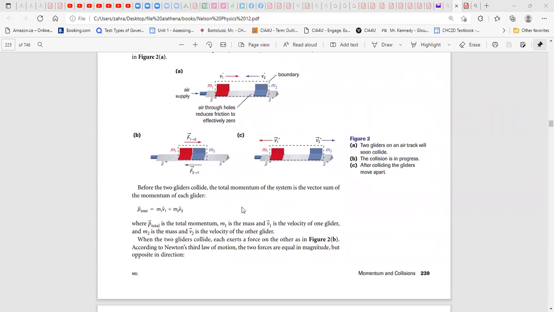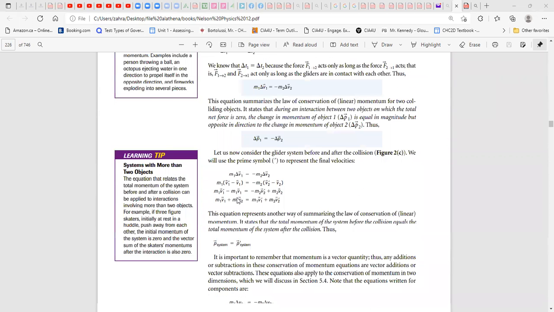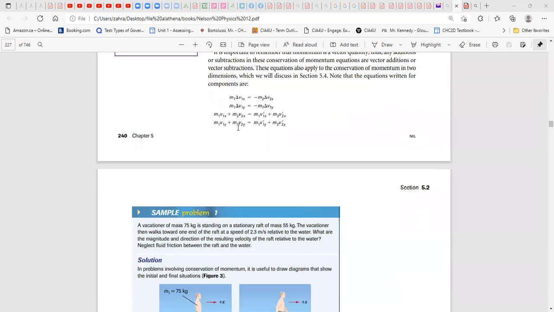And you equate it to the momentum after they interact. So this picture shows after colliding, they are just moving away from each other with different velocities. So this is what we have: m1v1 plus m2v2 is equal to m1v1 prime plus m2v2 prime, where v prime is the velocity after collision. Total momentum before collision and after collision is the same.